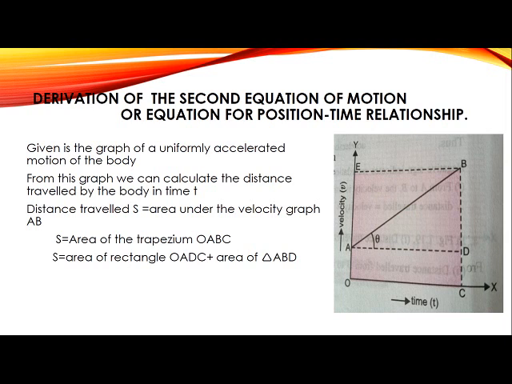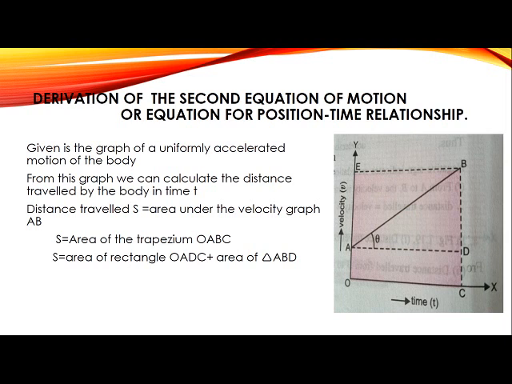Now again, if you observe the trapezium very minutely, you will find that it is made up of two geometrical figures. One is a rectangle and another is a right angle triangle. What is that rectangle? OADC is the rectangle, and ABD is the triangle. Now if we find the area of this rectangle and the area of this triangle and add them, we will be able to calculate the distance.